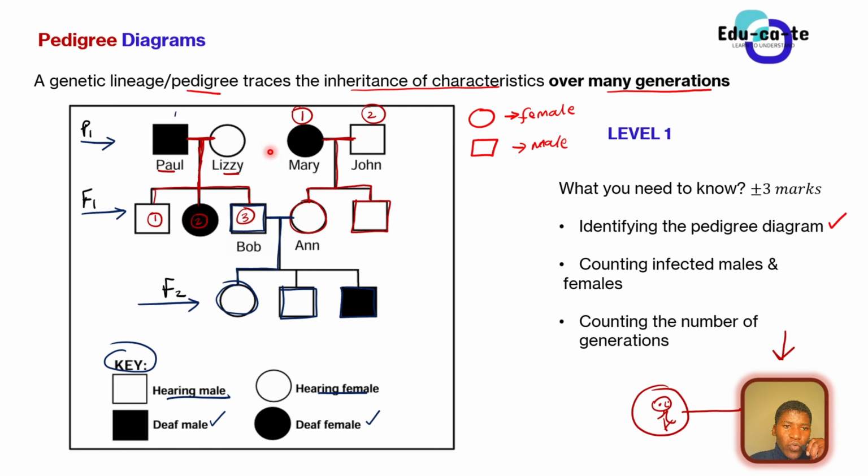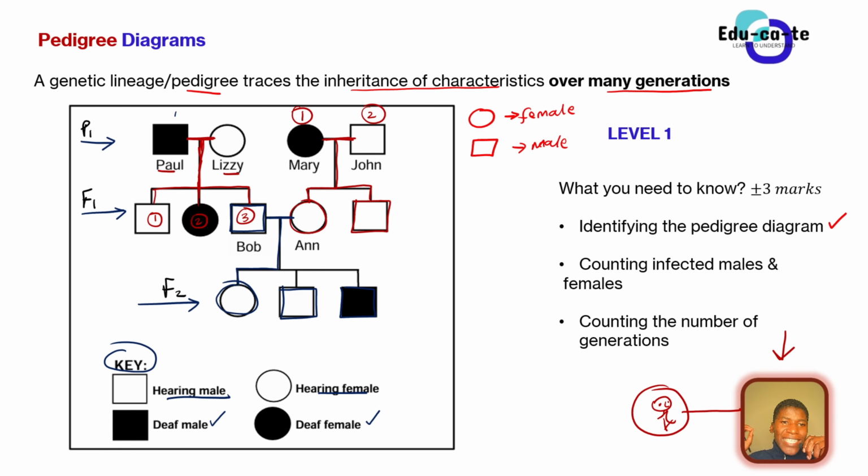In this case, you've got one row which has Paul, Lizzie, Mary and John. This is one row. And then you have another row which has Bob and N and the other ones. This is the second row. Then you've got the third row which has the children of Bob and N. That's how you count the number of generations. So in this particular case, if they ask how many generations are represented in the pedigree diagram, we have 3 generations. Perfect. We now have a skeleton idea of how a pedigree diagram works.